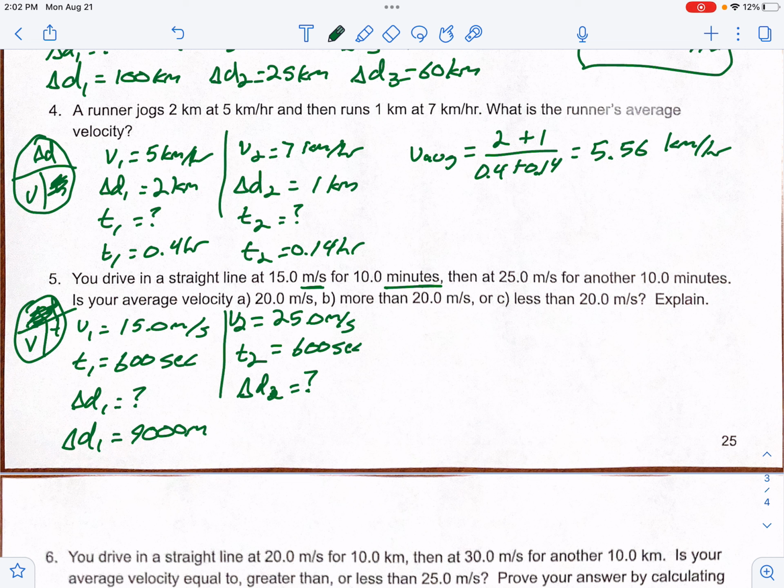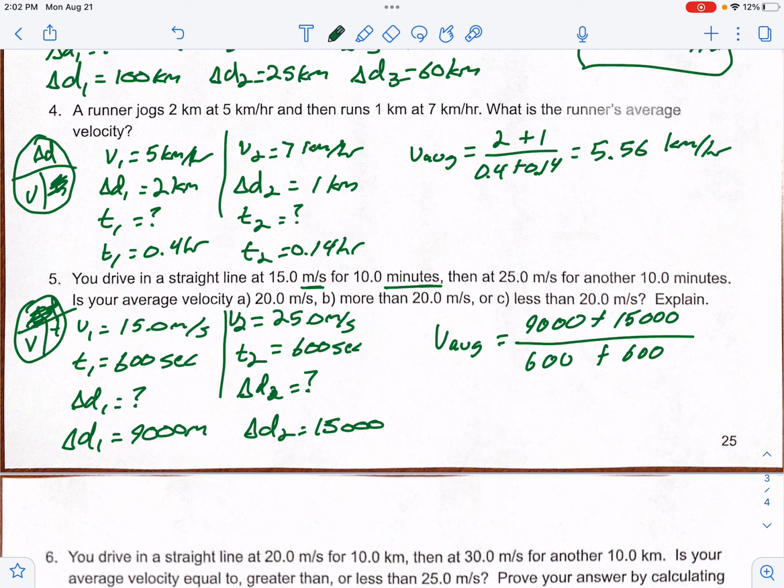And then next one, if we do 25 times 600, that's going to give me a displacement 2 of 15,000 meters. Okay, so my V average is my displacements added up, so 9,000 plus 15,000, all over my total time, so 600 plus 600, and that's going to give me 20 meters per second. Okay.